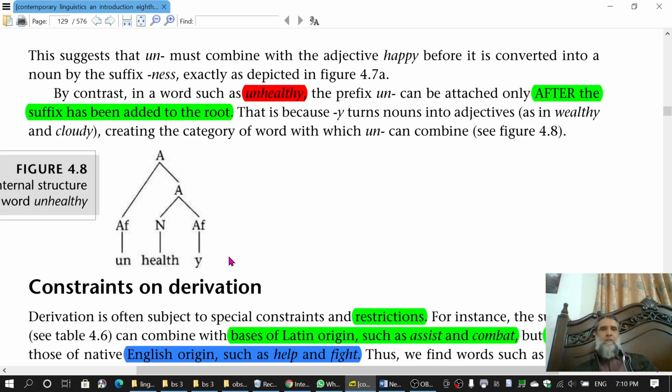That is not correct. So, first you will have to add the affix with the noun. If this is a noun, it is a noun. Then you will add the un prefix, making it unhappy. So in the case of unhealthy, this is important that first you add y, which is an affix, and then un, and this diagram shows this procedure.